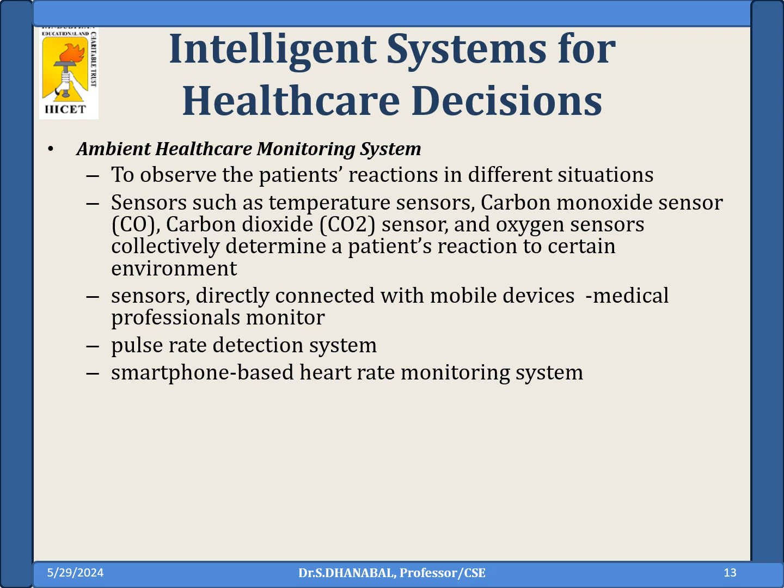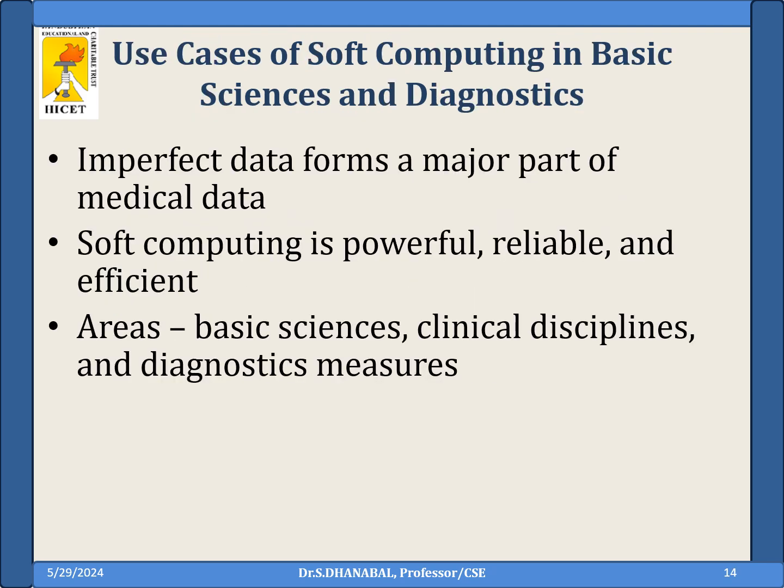You have sensors such as temperature sensors, carbon monoxide sensors, carbon dioxide sensors, and oxygen sensors, which collectively determine a patient's reaction to a certain environment. These sensors are directly connected with mobile devices and the medical professionals' monitors. Whenever any abnormal situation occurs, immediately it will be informed to the nearest doctors or whatever number we have stored in the smart systems, smart watches or whatever it may be. A pulse rate detection system is also there, and a smartphone-based heart rate monitoring system is also available nowadays.